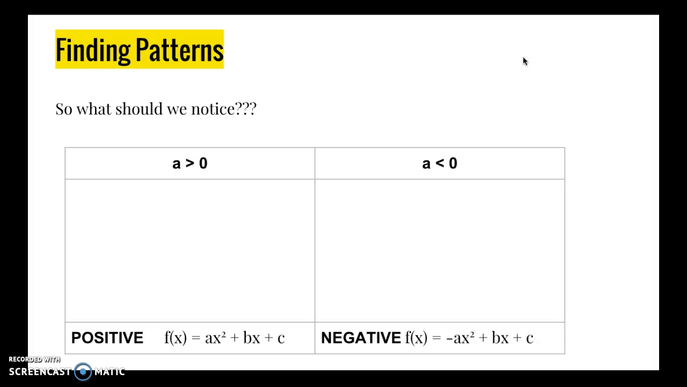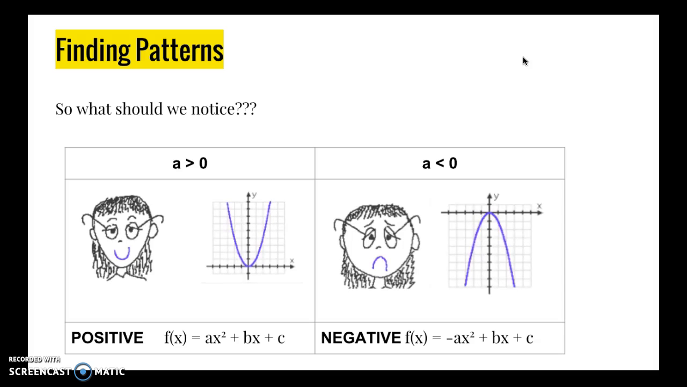Again, if a is greater than 0, it's a positive function, and if a is less than 0, you have a negative function. And so your graph should open up if a is positive, making like a smiley face, and your graph should open down if a is negative or less than 0, which would be like a frown face.